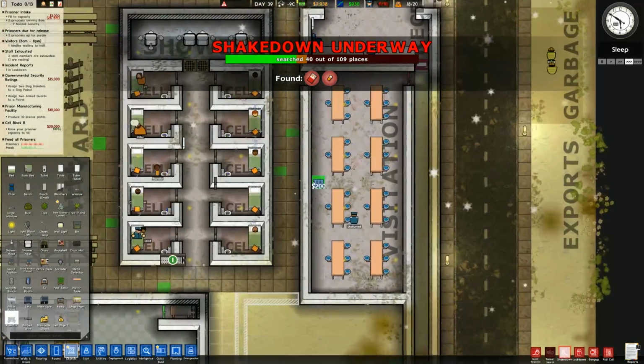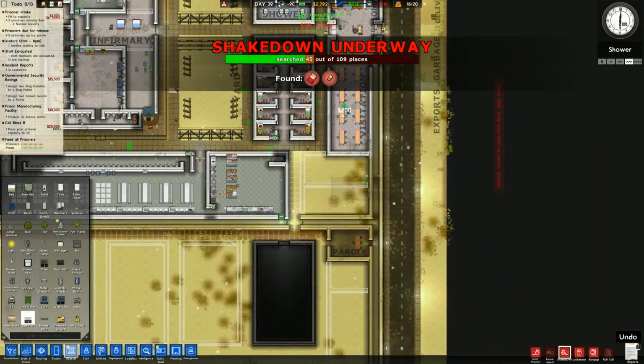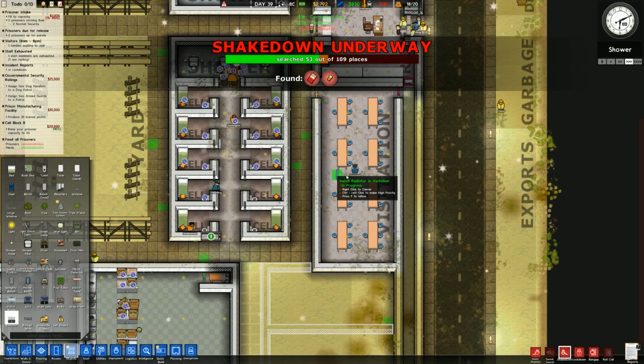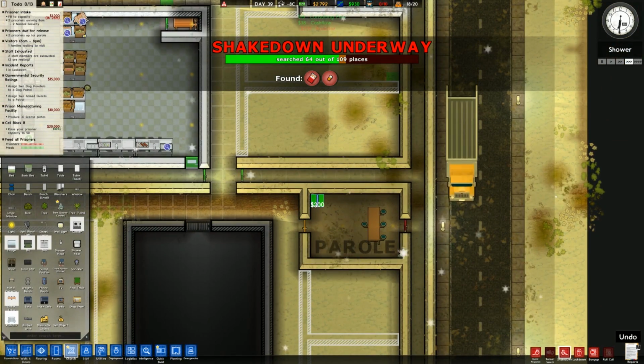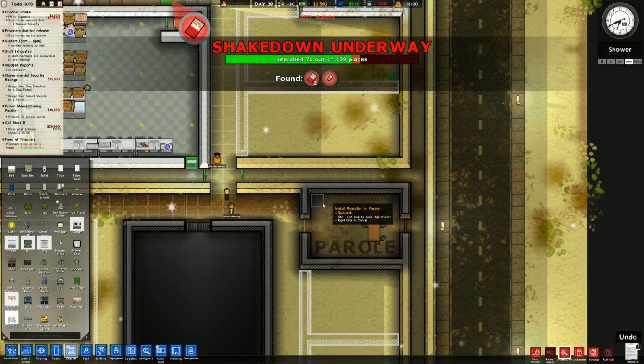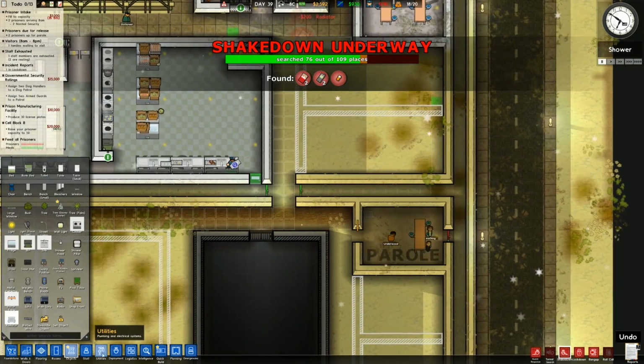For the radiator for this area, we're just going to put it there. I don't think we really need more than one, although we could put it right in the center. No, let's just put it on that side. And for the parole, we'll probably put it in that corner there. That corner there, I think, is completely acceptable.